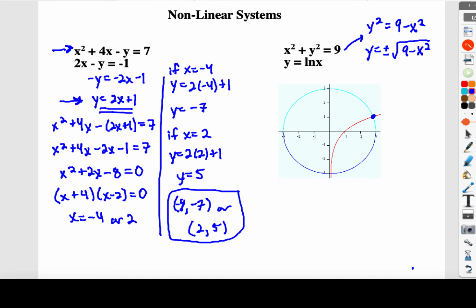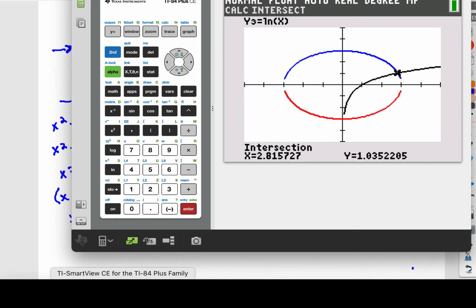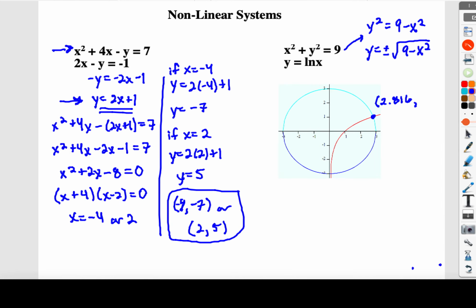This point here is going to be 2.816, comma, and then if we hop back to our calculator, 1.035. So there's one of our points. And now to get the other point, we need where this red line crosses the blue line.